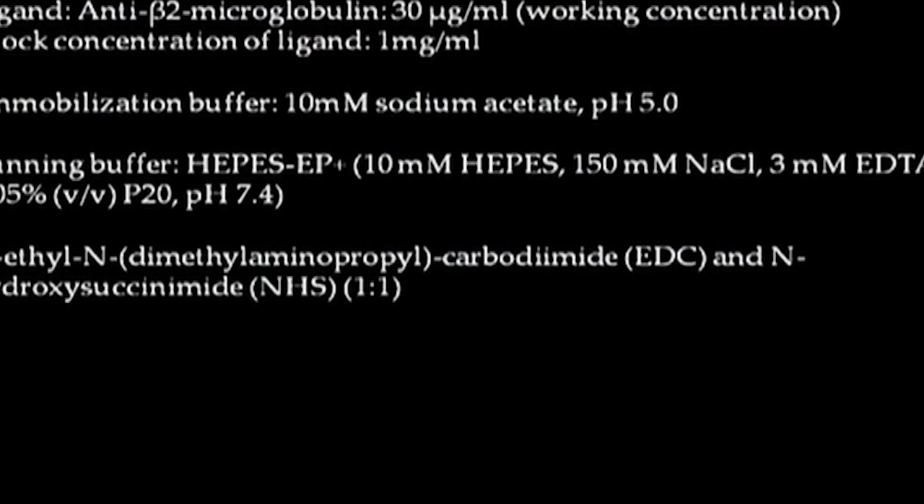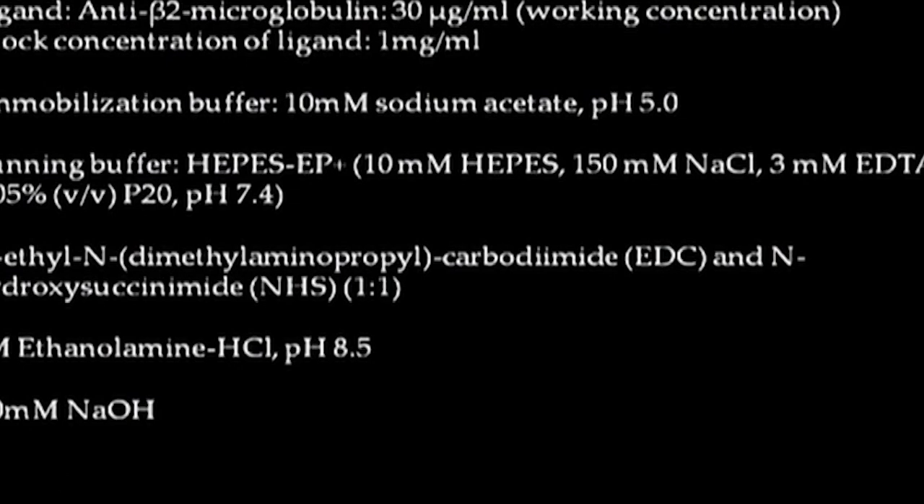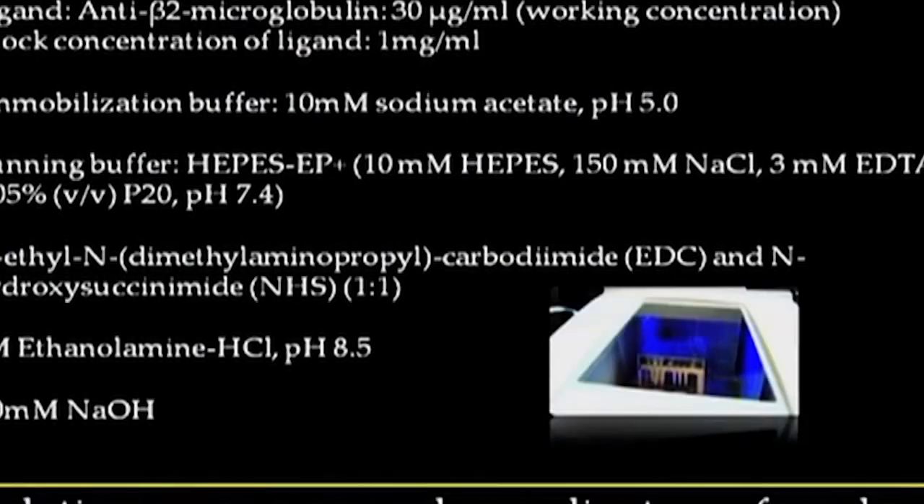EDC and NHS were prepared to be used in 1:1 ratio for surface activation. 1 molar ethanolamine HCl pH 8.5 was prepared for blocking the free ester groups on the surface. Lastly, 50 millimolar NaOH was prepared, which will be used to remove the electrostatically bound ligand. We prepared the above mentioned solutions, transferred them to appropriate sample vials, placed them in the suitable rack, and started the immobilization run as we did in lecture 33. To save time, we shall now proceed directly to analyze the data obtained from immobilization of beta 2 microglobulin antibody.